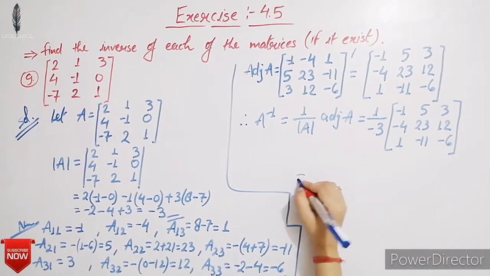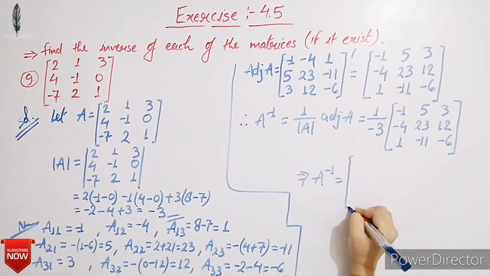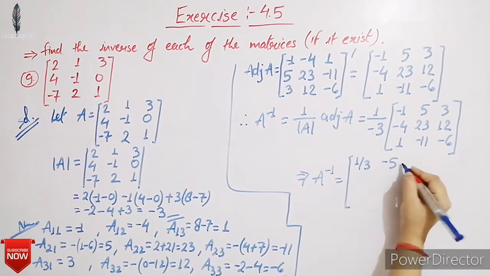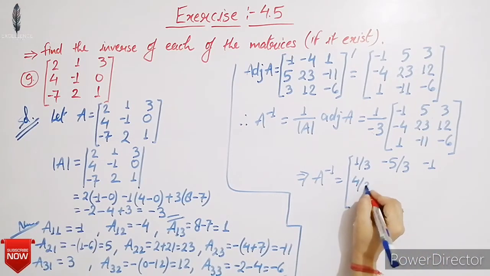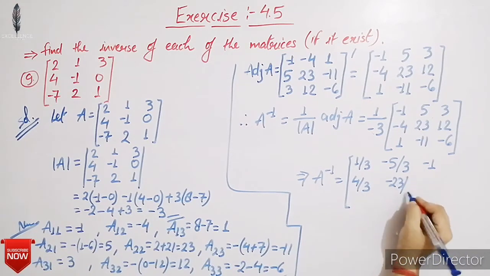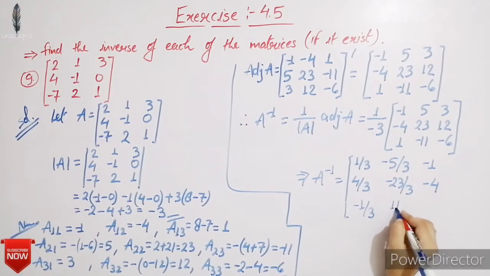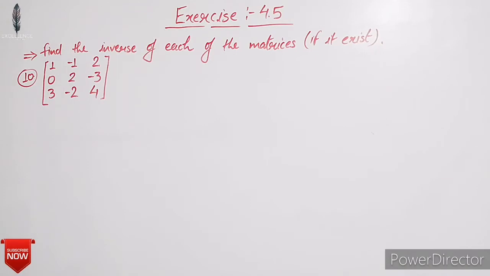On solving, we have A inverse is equal to 1/3, -5/3, -1, 4/3, -23/3, -4, and the last row is -1/3, 11/3, and 2. This is the required inverse of this matrix. Okay, clear? Let's see the next question, question number 10.